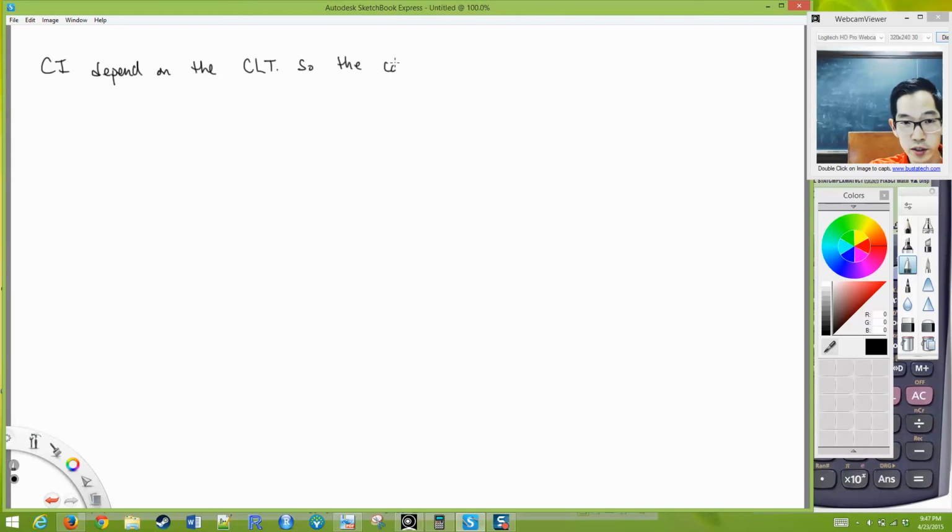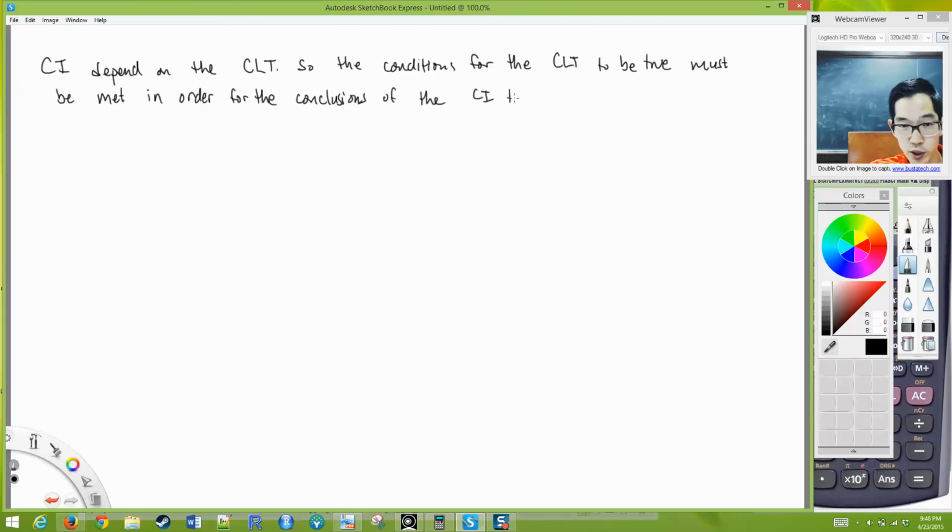So the conditions for the CLT to be true must be met in order for the conclusions of the CI to be true. Oh, before I forget, let me just write in the corner: different confidence levels. Note to myself. Okay? So if you just recall those conditions that must be met.